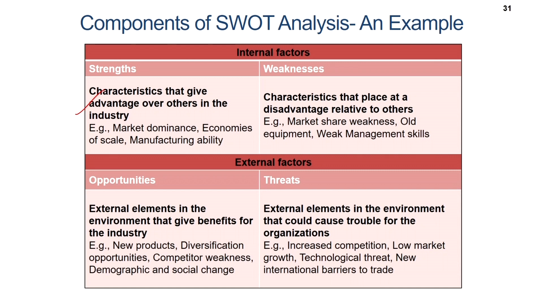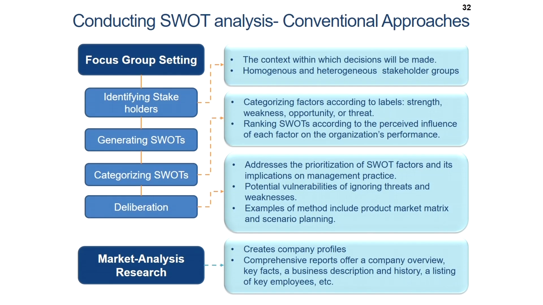Weaknesses are characteristics that place one at a disadvantage relative to others. Opportunities are external elements in the environment that give benefits for the industry, and threats are external elements in the environment that could cause trouble for the organization. Now, the conventional approach of conducting SWOT analysis is in a focus group setting, where we are identifying stakeholders and then generating SWOTs, categorizing SWOTs and deliberating.